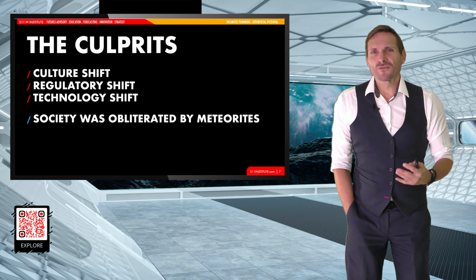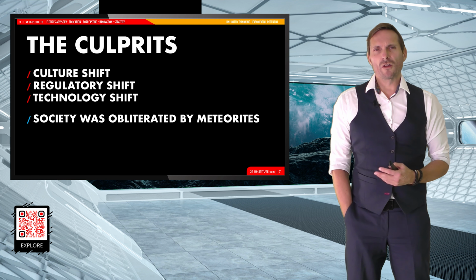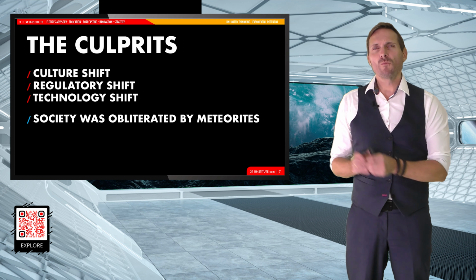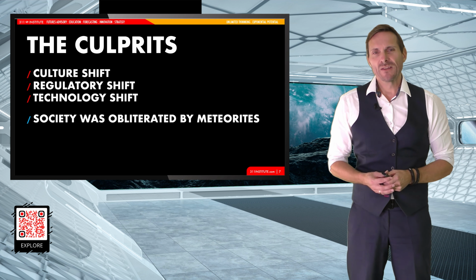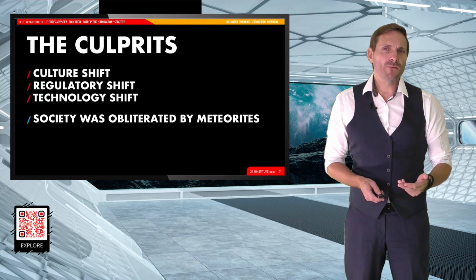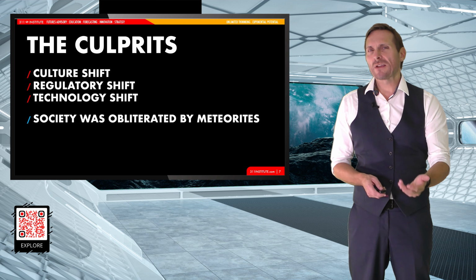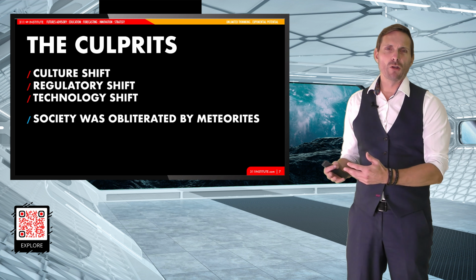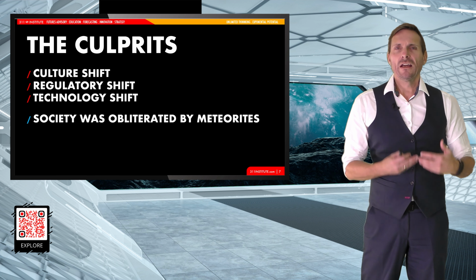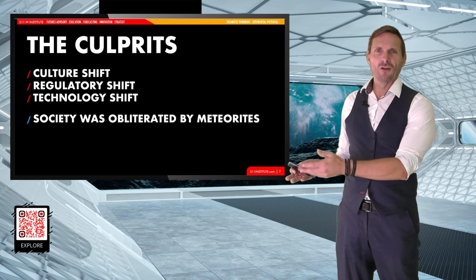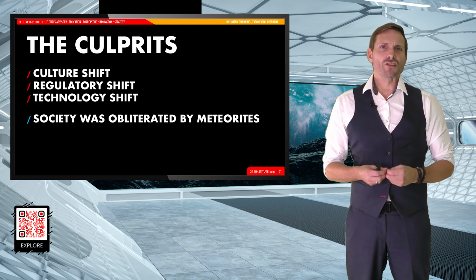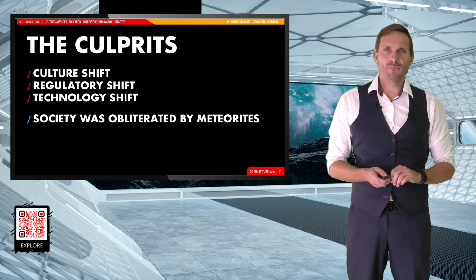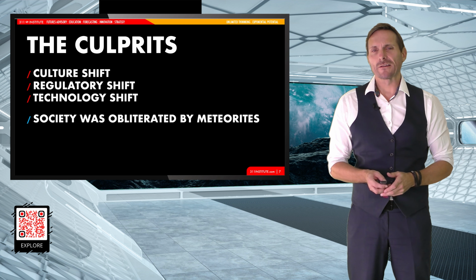Now, there are a number of different culprits when we talk about the death of one thing, or the change from one status quo to another. The first is a culture shift. We've seen this with e-commerce: we used to shop in physical stores, then e-commerce came along, and culturally a lot of people like shopping online. So culture shifts are often a culprit for something transforming from one thing to another.